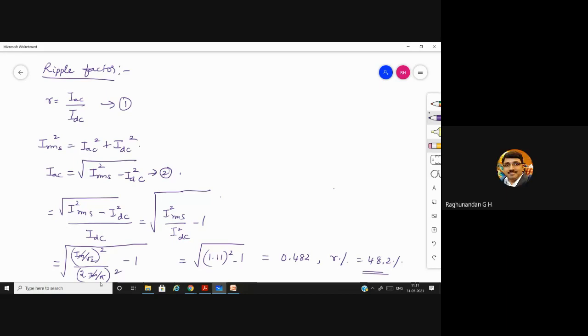So when compared to half wave rectifier, the ripple has been reduced to this extent, but still this is not a good ripple factor, because the ripple factor should be as low as possible. If it is 0%, it is well and good. If it is 1%, 2%, 3%, 6% also, it is okay. But if it is 48.2%, again it shows that 50% of the signal is AC only, not DC.